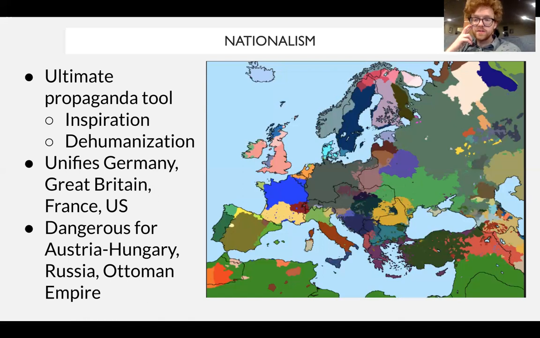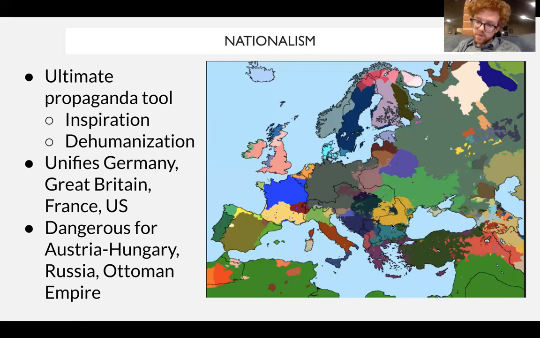However, nationalism is extremely dangerous for other countries, like Austria-Hungary, Russia, and the Ottomans. And the map I have on the screen is not exactly a map of Europe in terms of national borders. It's a map of European ethnicities.